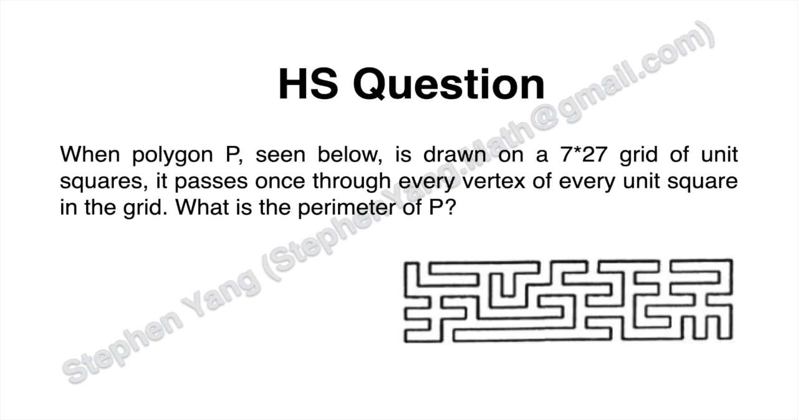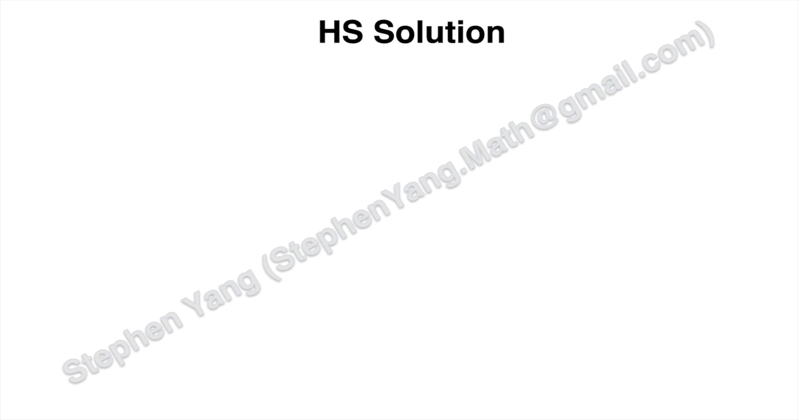Let's get into the question now. So the question is, when polygon P, seen below, is drawn on a 7 times 27 grid of unit squares, it passes through once every vertex of every unit square in the grid. What is the perimeter of P? And now let's get into the solution.